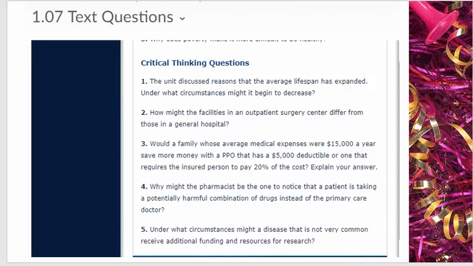And you've got text questions, 1.07. Those are going to be due Friday. You're only doing the critical thinking questions. I know last semester I said that and people still did all 10, which was fine. But the only ones I really am looking at are the critical thinking questions. And there are always going to be about 5 of those. So those are the 5 questions that you're to do. Write your answer, put it in the Dropbox.